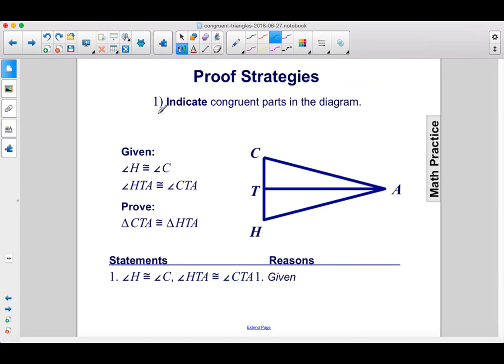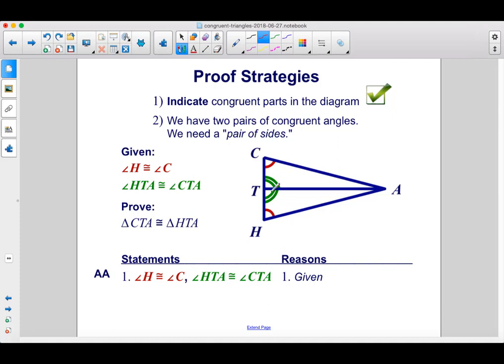Proof strategies. Number 1, indicate congruent parts in the diagram. So angle H is congruent to angle C. So H and C. Alright, then we choose a different color. Angle HTA, so this angle here, is congruent to angle CTA here. Prove that the triangles are congruent. Alright, so we have indicated which angles are congruent with which.